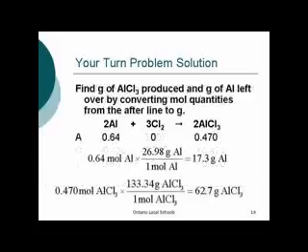Now it's time to find the grams of aluminum chloride produced and the grams of aluminum left over by converting the mole quantities from the after line to grams. So 0.64 moles of aluminum left over times 26.98 grams of aluminum for every 1 mole of aluminum gives us 17.3 grams of aluminum left over. Our 0.470 moles of aluminum chloride times the mass of aluminum chloride, 133.34 grams, over 1 mole of aluminum chloride gives us 62.7 grams of aluminum chloride produced.